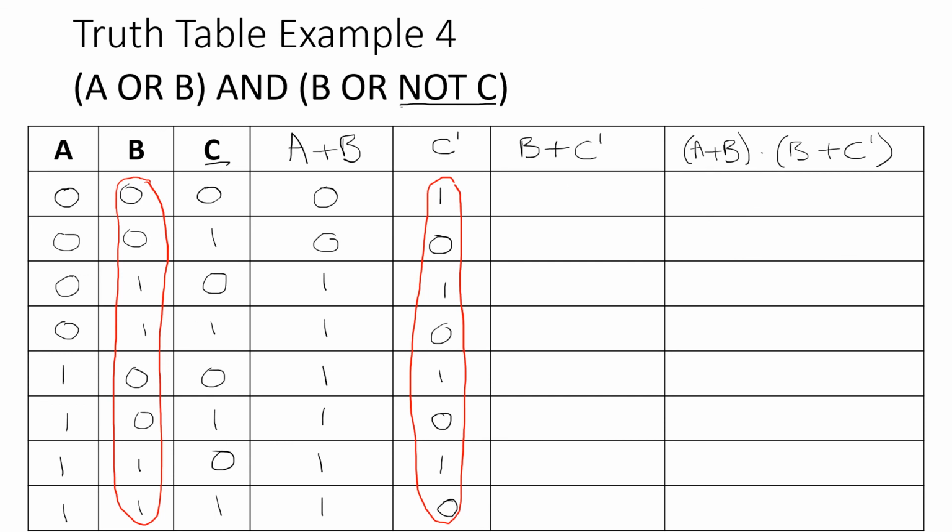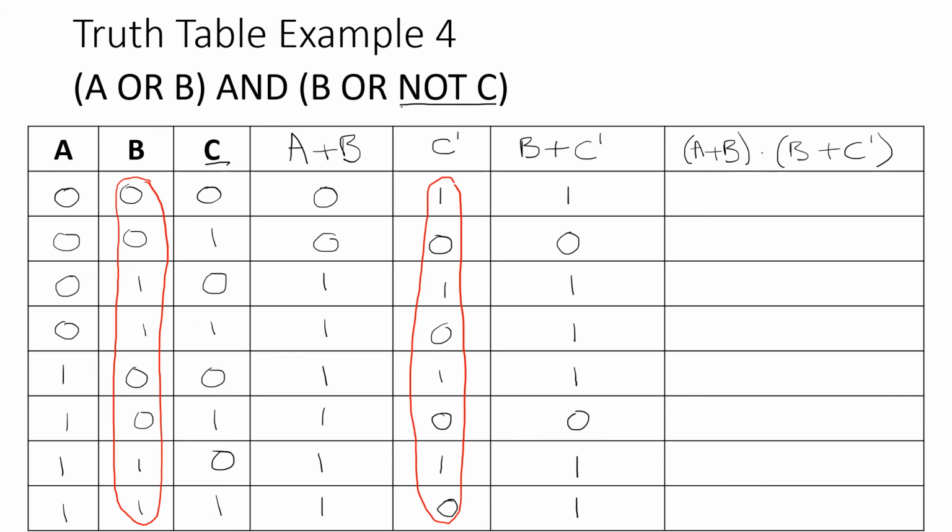0 or 1 is 1. 0, 0 is 0. 1 or 1 is 1. 1 or 0 is 1. 0 or 1 is 1. 0 or 0 is 0. 1 or 1 is 1. And 1 or 0 is 1.